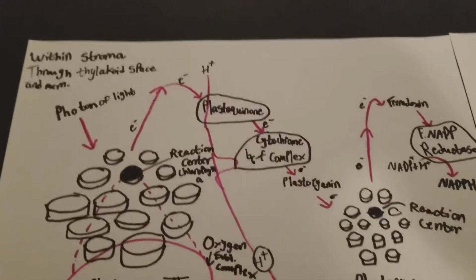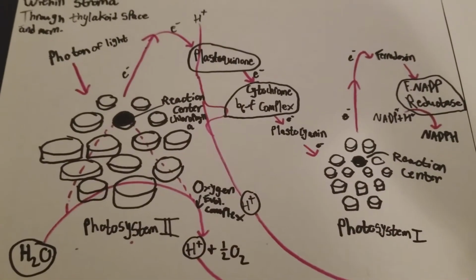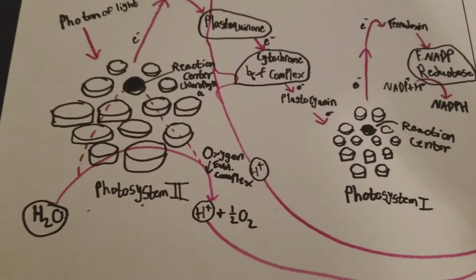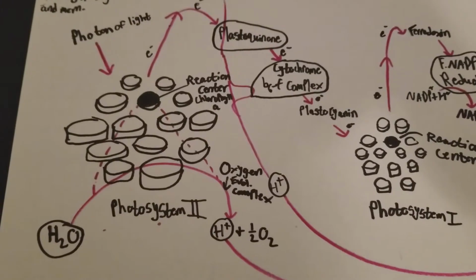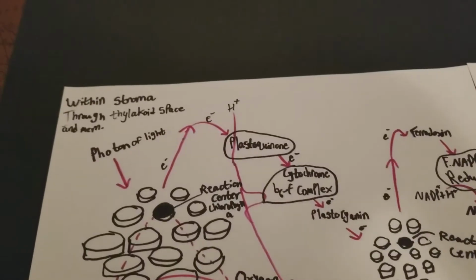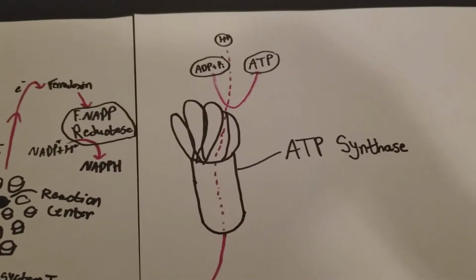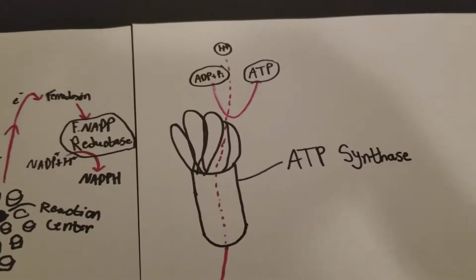To start off here, we have the photon of light. The photon of light is going to come into photosystem 2 with the aid of the oxygen evolving complex. It's going to split water into a hydrogen ion and half of an oxygen molecule. And this hydrogen, along with another hydrogen ion, is eventually going to move over here into ATP synthase, and it's going to allow the synthesis of ATP from ADP and another phosphate ion.